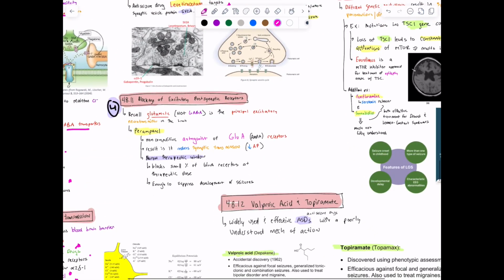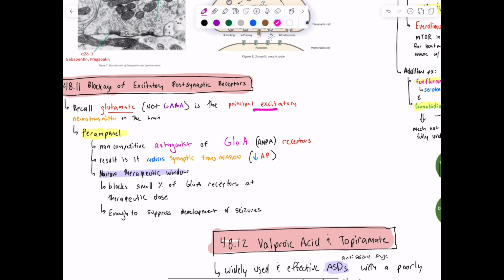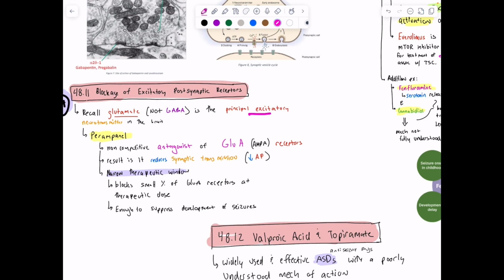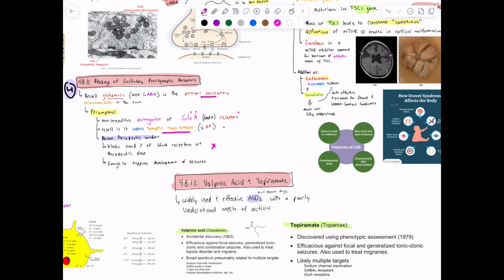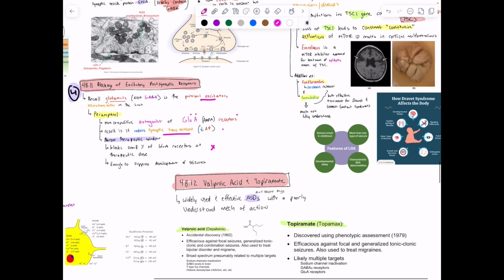All right, and then finally, we said glutamate is the primary excitatory neurotransmitter in the brain. We have an antagonist for glutamate since it's excitatory. GABA is inhibitory, and we want inhibitory stuff for seizures. So we have perampanel, a non-competitive antagonist of glutamate AMPA receptors. So it reduces synaptic transmission, aka reduces action potentials. Unfortunately, it's a very narrow therapeutic window, but it can help suppress development of seizures.